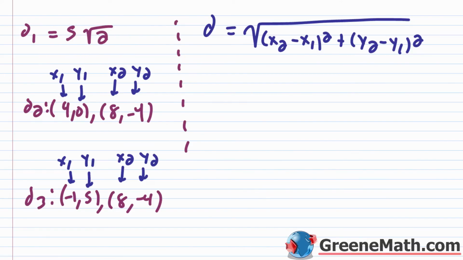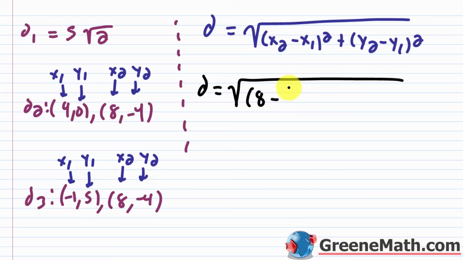Okay, for the second one, we'll say the distance is equal to the square root of. For x sub 2, you have 8. And then minus for x sub 1, you have 4. This is quantity squared. And then plus for y sub 2, you have negative 4. And then minus for y sub 1, you have 0. And this is quantity squared.